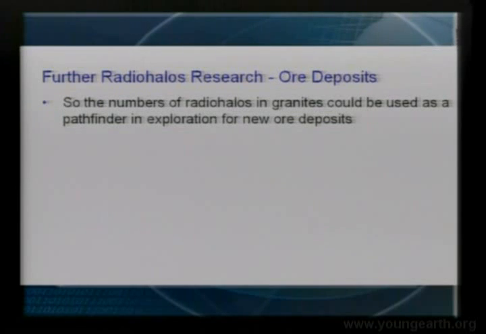And so my ongoing research at the moment is going to areas where we know there are mineral veins and comparing the numbers of radiohalos with barren areas of granite where there are no ore veins. Because if I can demonstrate that the numbers of polonium radiohalos are related to the water volume that could transport the metals, it's a potential exploration method for finding new ore deposits. So don't let anyone tell you that creationist research doesn't have potential practical applications.